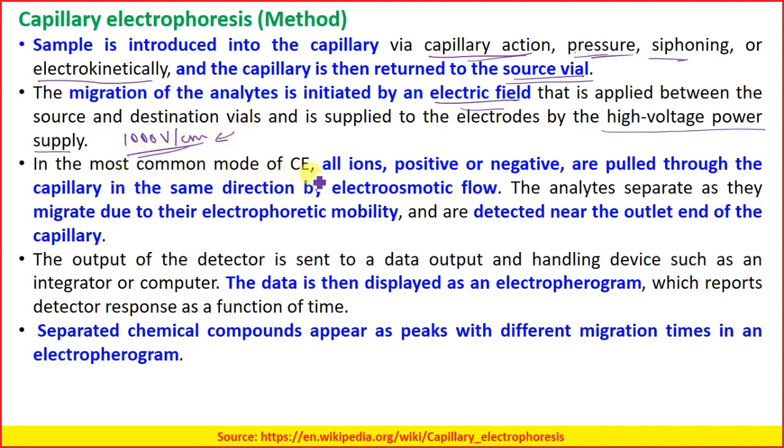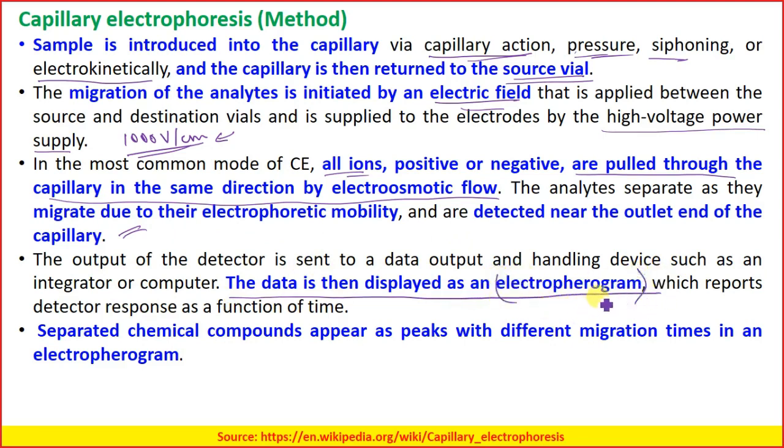Okay, so you can see quite a large amount of voltage is being applied. In the most common mode of CE, all ions, positive or negative, are pulled through the capillary in the same direction by this electroosmotic flow. The analytes separate as they migrate due to their electrophoretic mobility and are detected near the outlet end of the capillary. Okay, that I have already told you. The output of the detector is sent to a data output and handling device, such as an integrator or computer. The data is then displayed as an electropherogram.